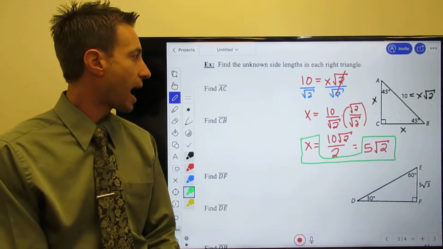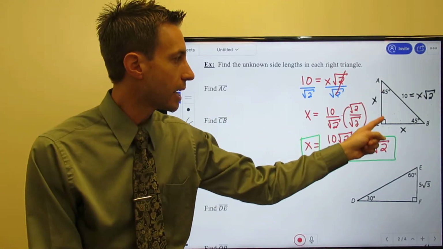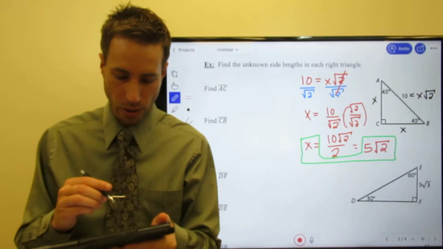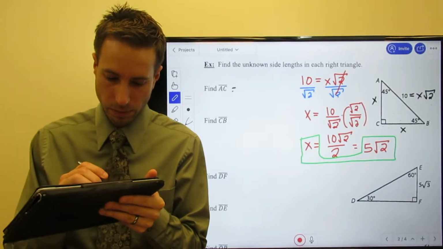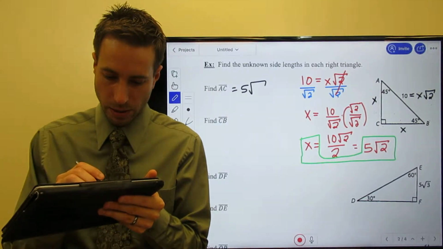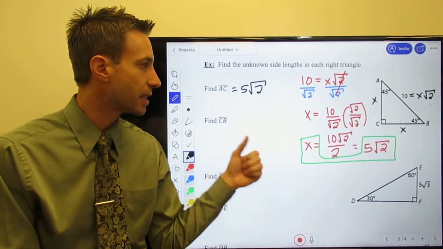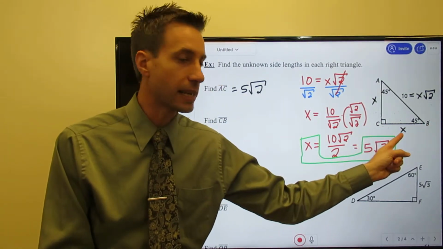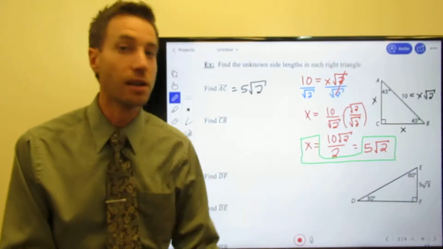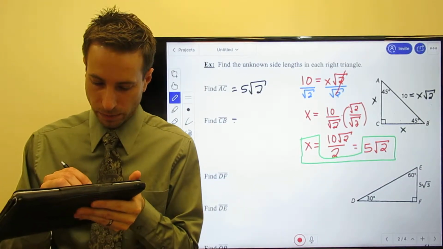So here we go. I ask you to find the length of AC. AC is equal to x. That's 5 square roots of 2. I ask you to find the length of CB. There's CB. CB is equal to x, and x is 5 square roots of 2.